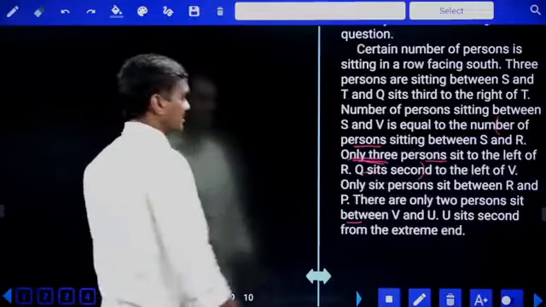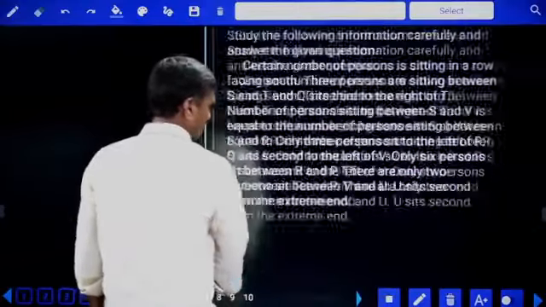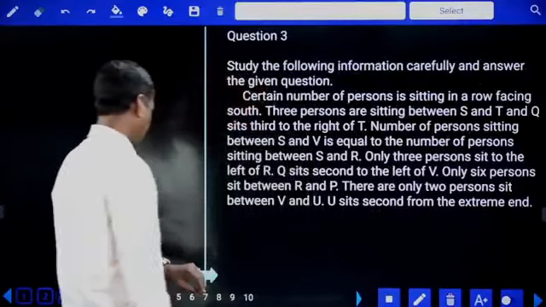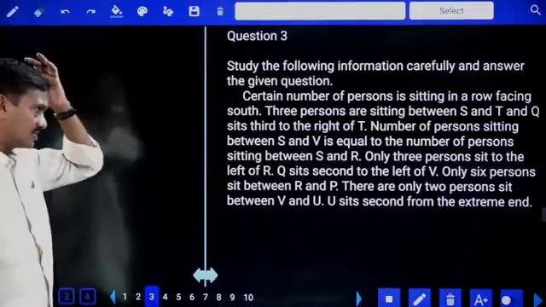Then coming to this one, set number 3. Now in this one again, set number 3, it is based on a row arrangement. And just take 2 minutes and start working on this one.